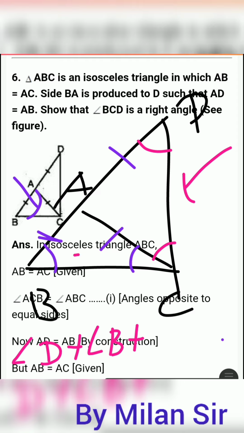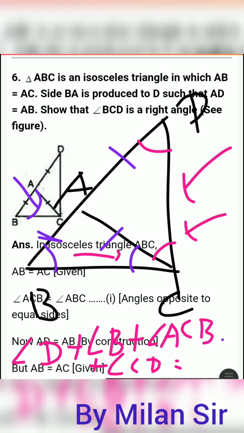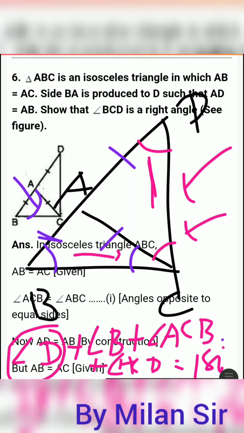Okay, two parts are written. This part, angle ACB, and this part, ACD, is equal to 180 degrees. After that, in place of angle D and in place of angle B, these angles are written.